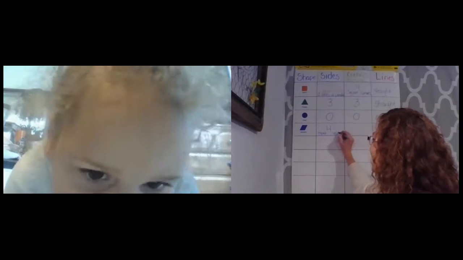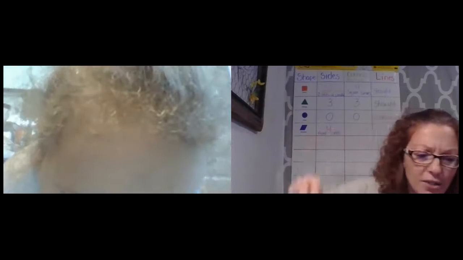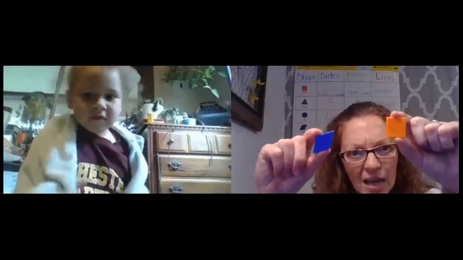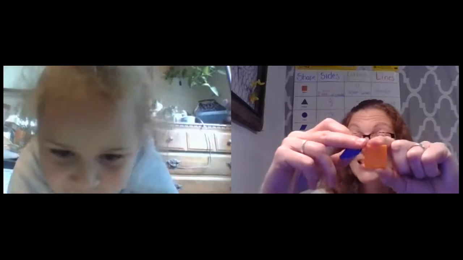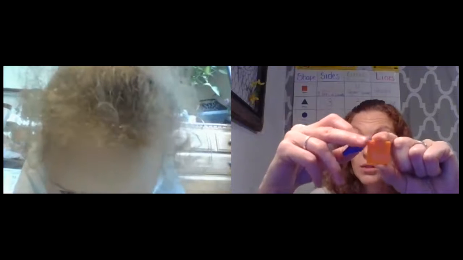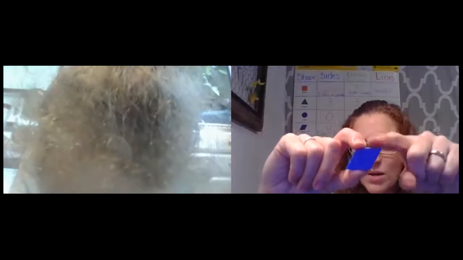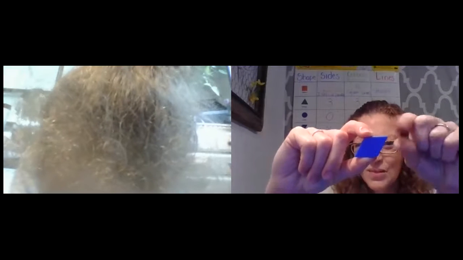Well, wait a second. Our square has equal sides too. So let's look. But are they the same shape? No. The square has equal sides and it has square corners. See how nice and square they are? Does this have square corners? No, this is a really tiny skinny corner and this is a big fat corner, the wide corner.